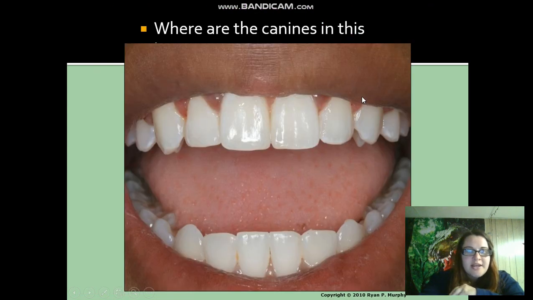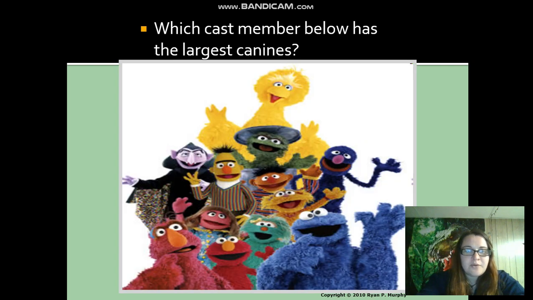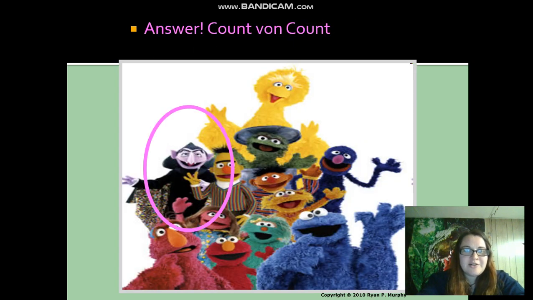Okay, so where are our canines? Our canines are located on the other side of our incisors. So go ahead and feel them with your tongue. Again, not with your hands. Of course, Count Von Count even has his canines. He's the only Muppet that does have teeth.